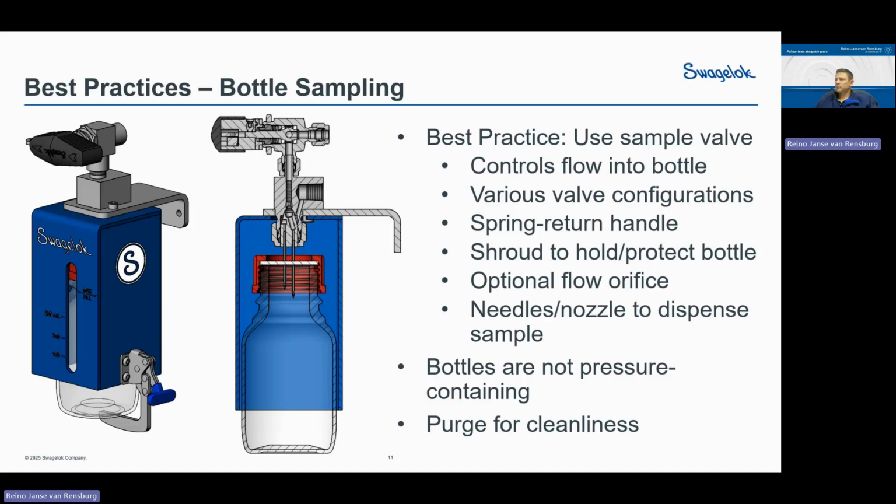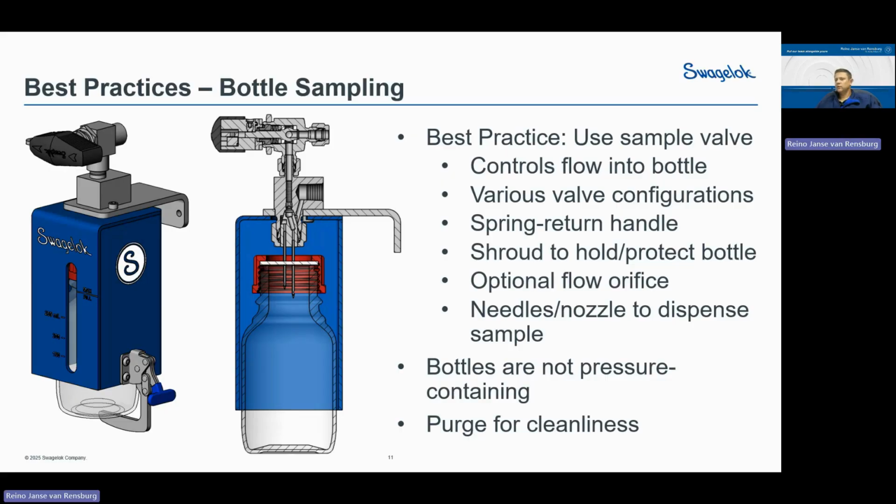Okay, so some best practices, we use a sample valve. This controls the flow into the bottle. Various valve configurations are available, so you can have angle pattern, straight pattern. You can even do a spring return handle. So as soon as your operator lets go of that ball valve handle on the left, it will automatically close itself off. So a lot of people know spring return handles as a dead man's handle. So if your guy, hopefully not, drops dead, the valve will close and you don't have overfilling of that cylinder.